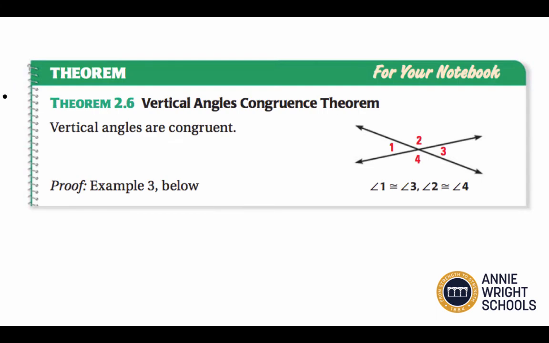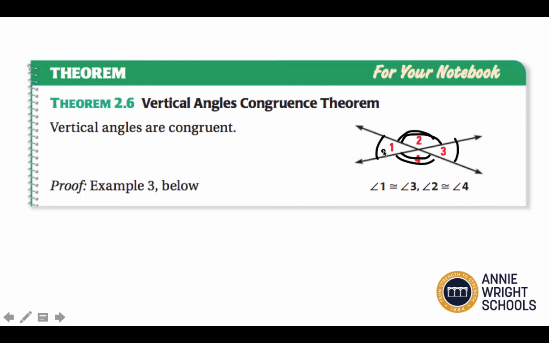We're actually going to use it when you prove this theorem, that vertical angles are congruent, that angle 1 and angle 3 are congruent, that angle 2 and angle 4 are congruent. And it goes pretty quick. Here's one way to do it. Angle 1 and angle 2 are a linear pair. Definition of linear pair. Angle 2 and angle 3 are a linear pair. Definition of linear pair. Angle 1 and angle 2 are supplementary. Angle 2 and angle 3 are supplementary.